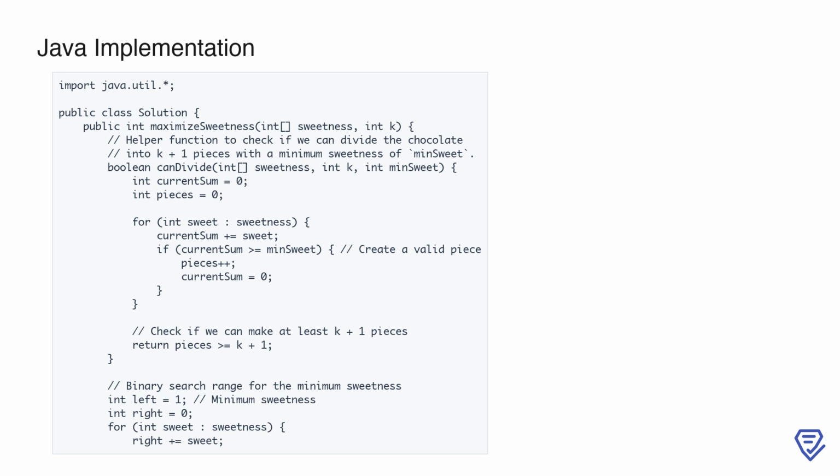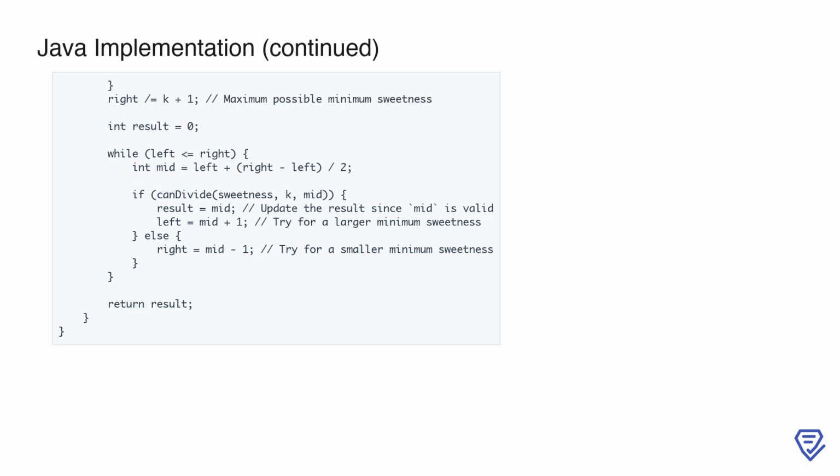After defining the helper function, we move on to setting up the binary search. The left variable represents the smallest possible sweetness, starting at 1, while right is initialized as the total sum of all sweetness values. To calculate this, we iterate through the array and add up all the elements, storing the result in right. Once we've calculated the total sweetness sum in right, we divide it by k plus 1, as this represents the maximum possible minimum sweetness for the pieces. Next, we initialize a variable result to store the best minimum sweetness found during the binary search.